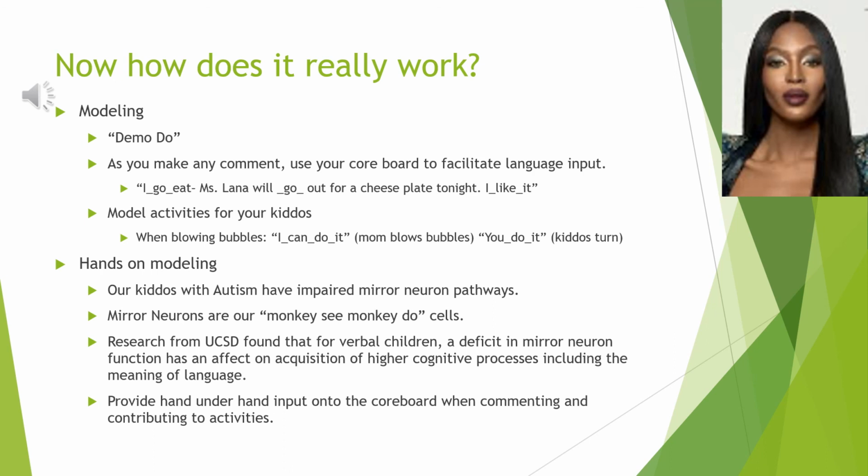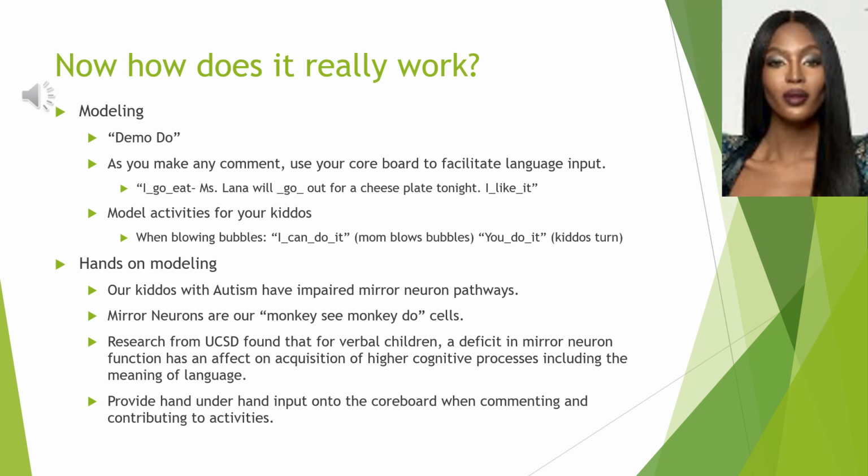Our kiddos with autism have impaired mirror neuron pathways. So mirror neurons are our monkey see, monkey do cells, right? So researchers from the University of California in San Diego found that for verbal children that have autism, their deficit in motor neuron function still had an effect on their acquisition of language, particularly the higher cognitive processes of language like idioms, right? An apple a day keeps the doctor away.